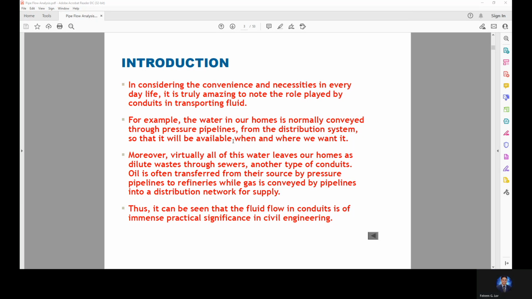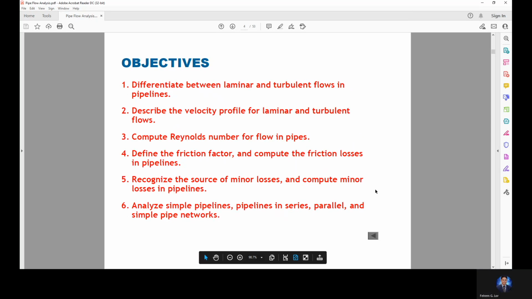So, based on our discussion, it is already evident, the practical importance and significance of pipe flow analysis in civil engineering applications. So these are the flow of our discussion.